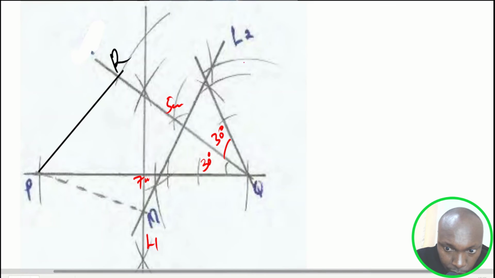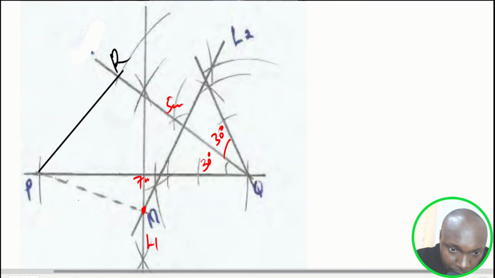Then the locus L2 of points equidistant from Q and R is the perpendicular bisector of QR, that is L2. This is the point where the two are meeting, M. So you just need to measure PM. The question says measure PM. Those are the intersecting loci. You can see the two loci L2 and L1 are meeting at this point.